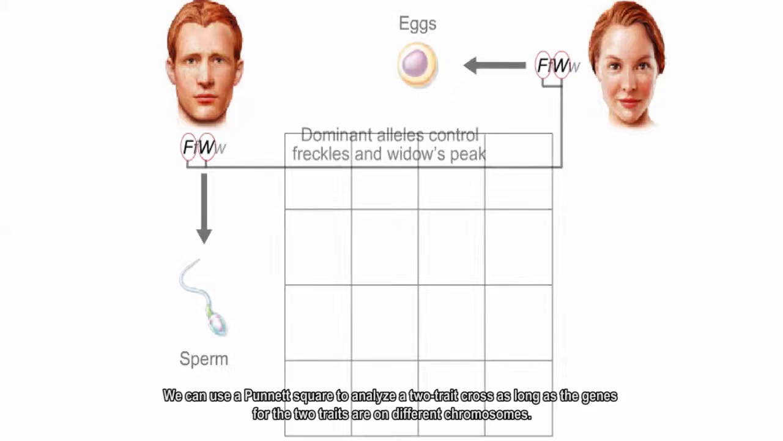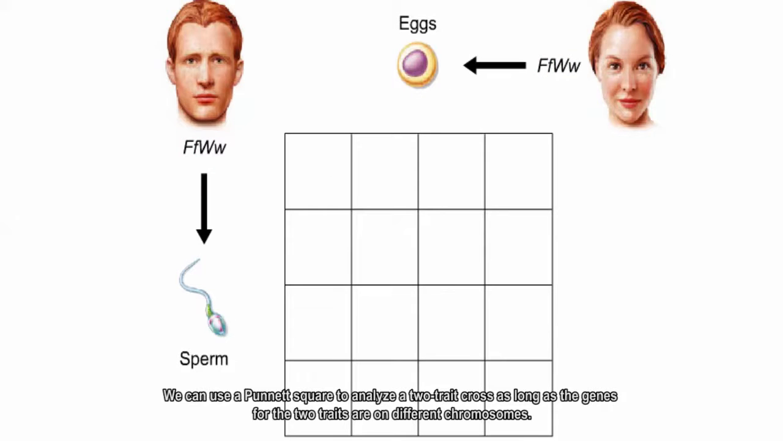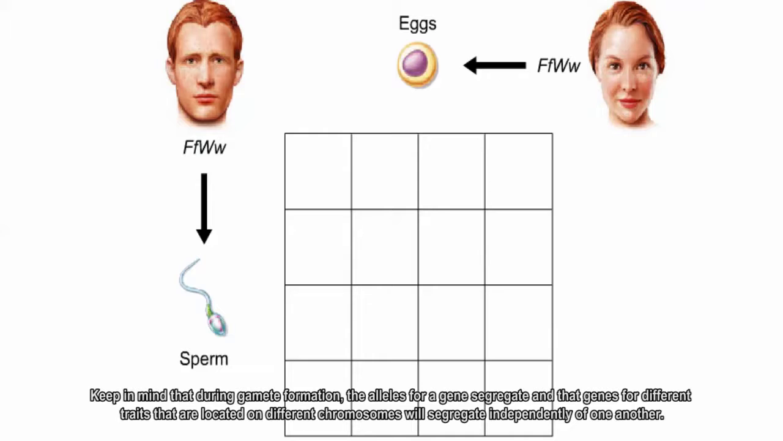We can use a Punnett square to analyze a 2-trait cross, as long as the genes for the 2 traits are on different chromosomes. Keep in mind that during gamete formation, the alleles for a gene segregate, and that genes for different traits that are located on different chromosomes will segregate independently of one another.